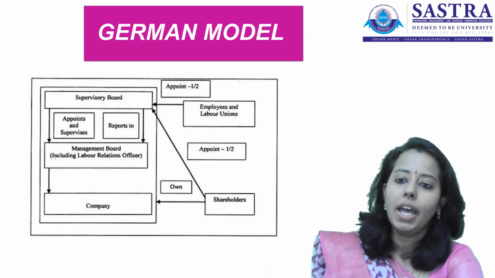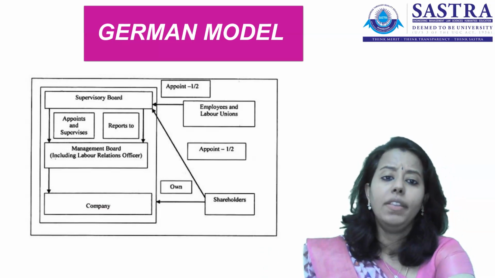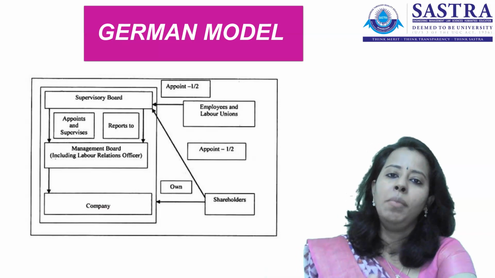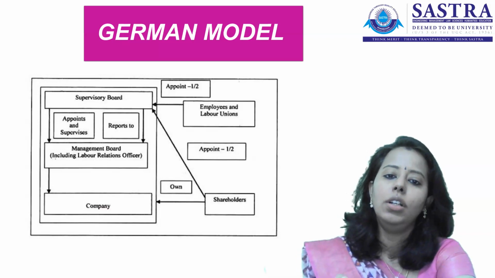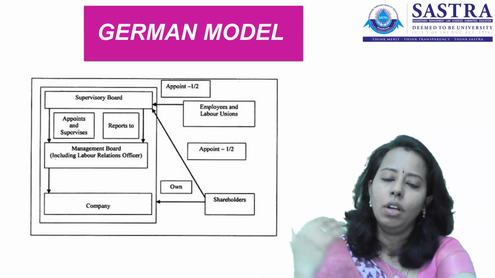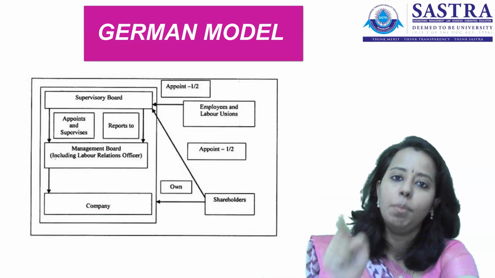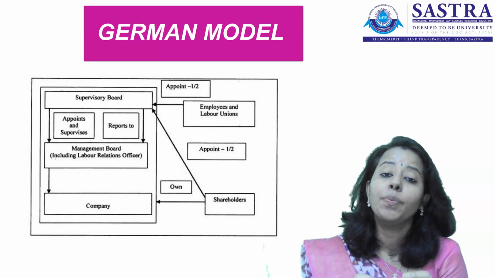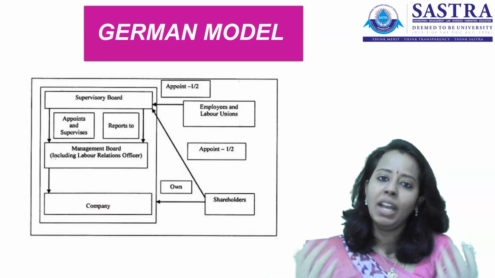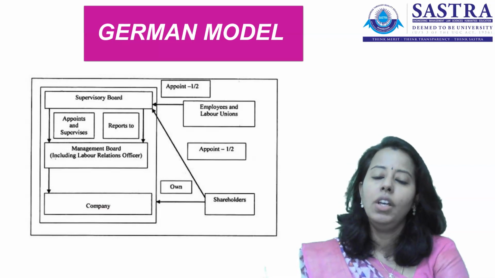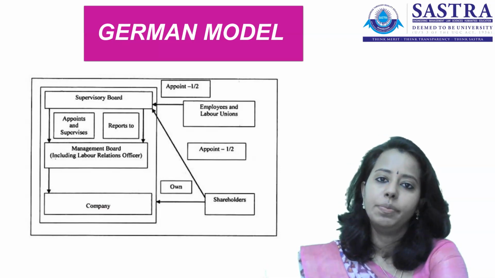So here the CG is carried out in such a way that in the supervisory board, employees also elect their representatives, and that makes up one-third or half of the board. In the management board, the supervisory board appoints and monitors the management board. The supervisory board has the right to dismiss the management board, and they can even go for reconstituting it. So this is how the German model works.